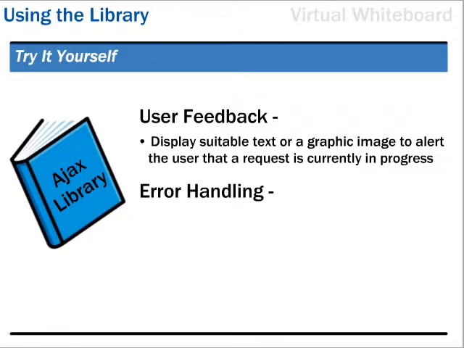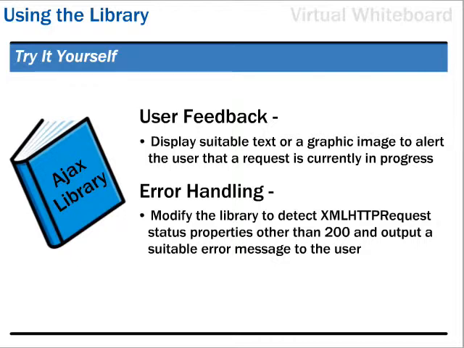For example, it should not be too difficult to modify the library to detect XML HTTP request status properties other than 200 and output a suitable error message to the user. Feel free to experiment with the code and see what you can achieve.